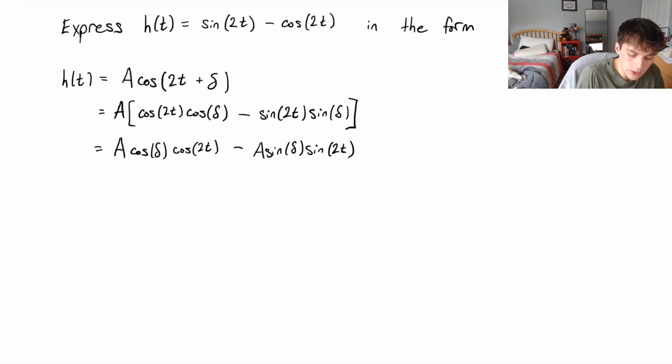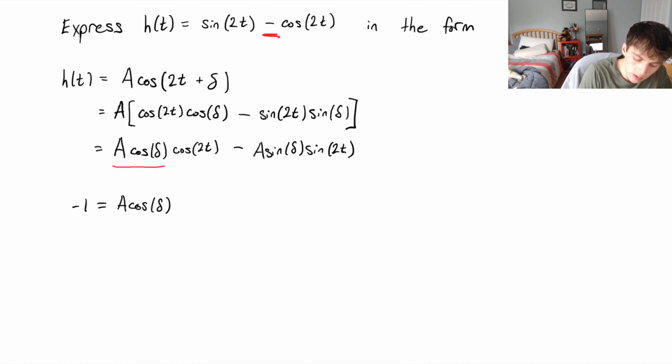And now you can see the coefficients of both of our terms here. We can compare them to what we are given for our initial expression. So cosine of 2t, the coefficient is -1 in the expression. And we're saying that we want it to be in the form of what we've just written and expanded. So we want that coefficient to be equal to a times cosine of delta. So a and delta are two unknowns. So we need one more equation.